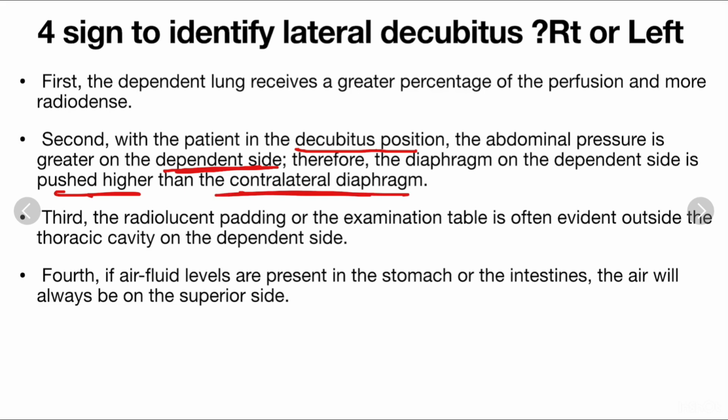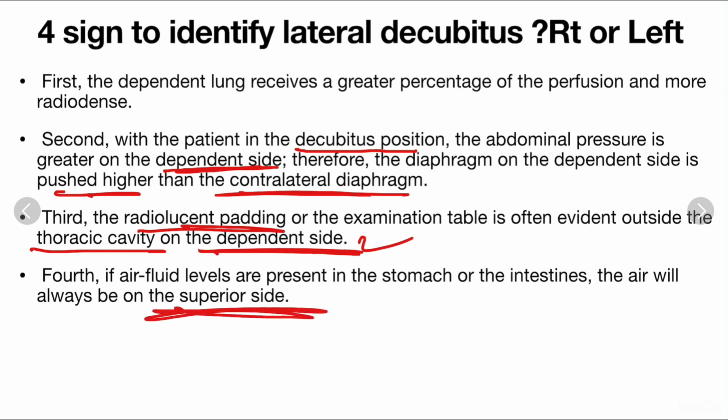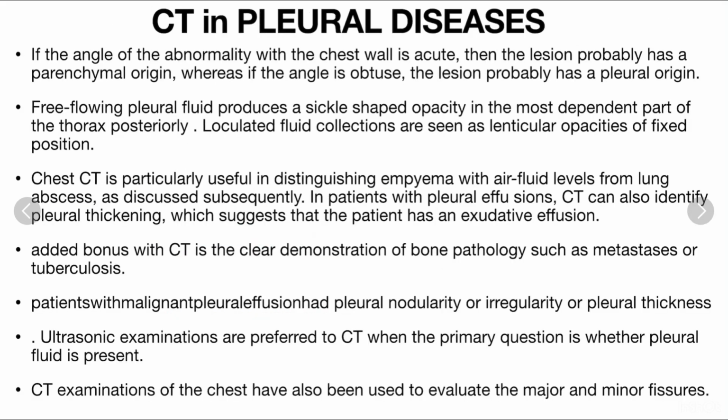Very, very important. After that, the third sign is that radiolucent padding on the examination table is often evident outside the thoracic cavity on the dependent side. So the radiolucent padding will be on the dependent side only. Fourth, if air-fluid levels are present in the stomach or intestine, the air will always be on the superior side because air goes away from gravity.